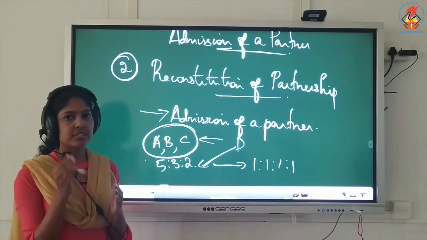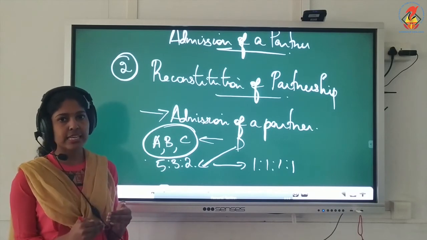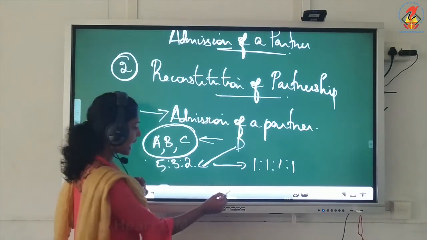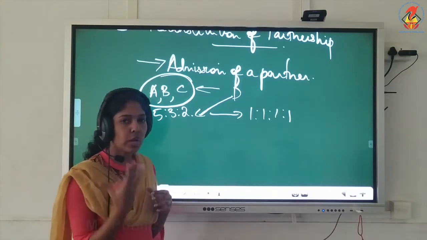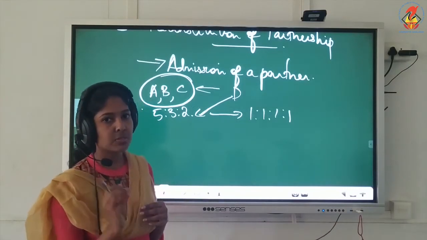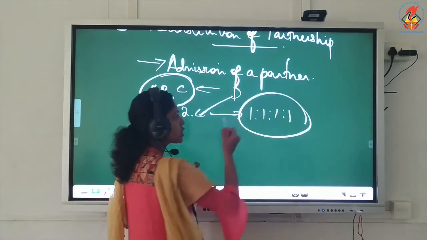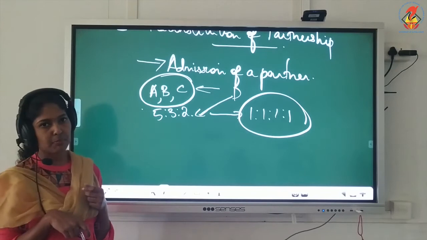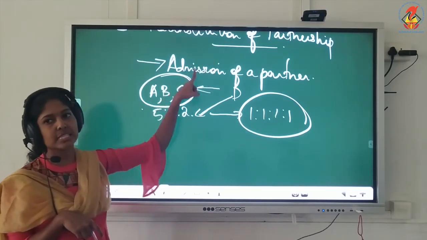There can be changes to the existing agreement. So what will happen to the existing agreement? The existing agreement will come to an end and a new agreement will be formed between the partners. Here the new agreement with this new ratio will be formed between the partners. So one such case of reconstitution is admission.